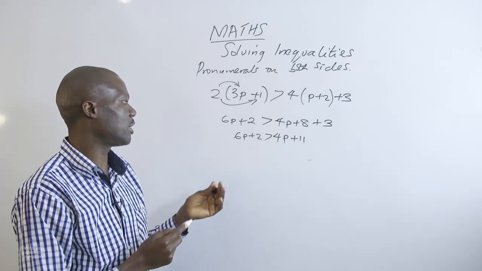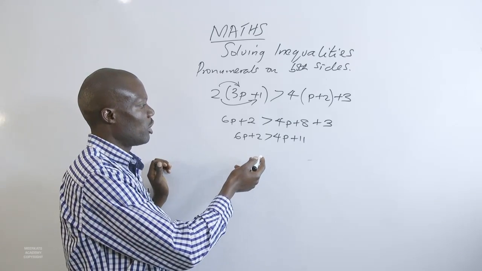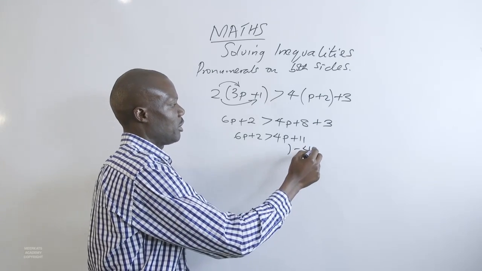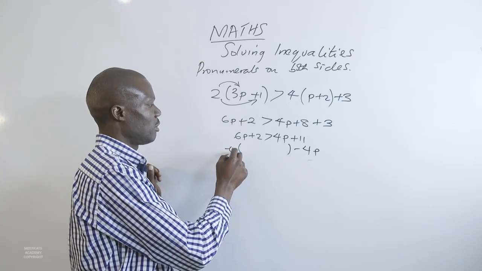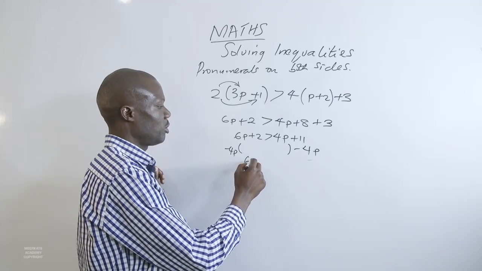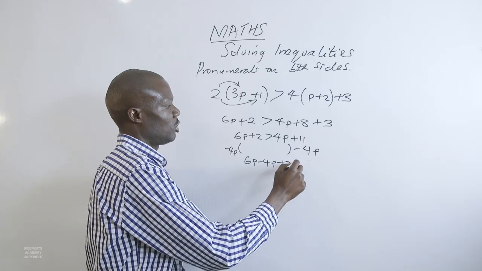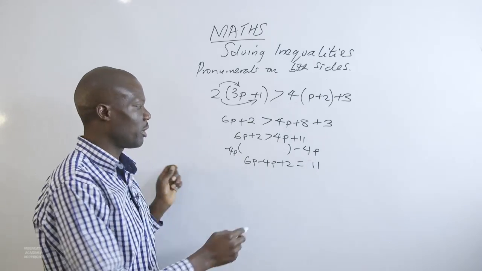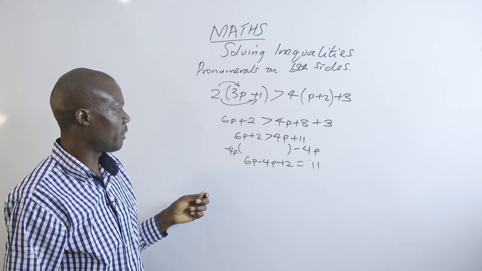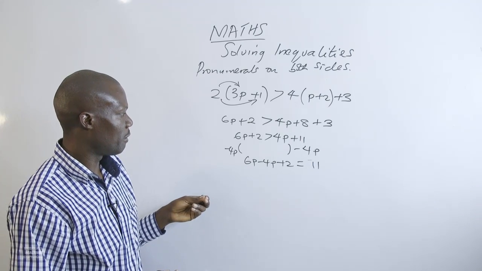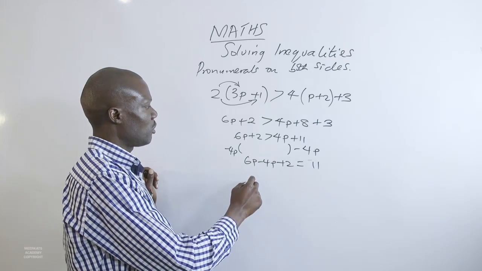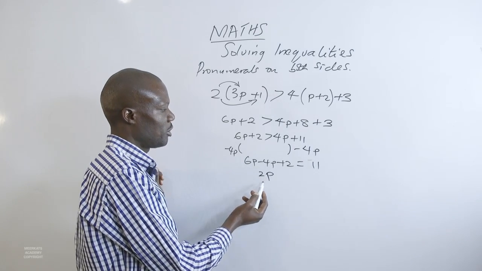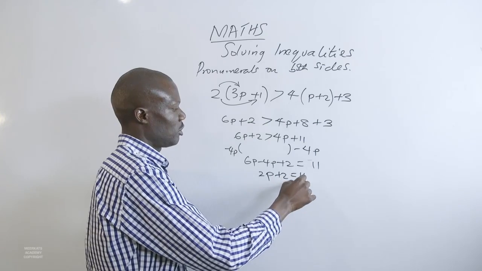So we can still go ahead and say we want to remove this, so we subtract 4p from both sides, so that we have 6p minus 4p plus 2 is equal to 11. When you combine this, you find you remain with 2p. That is 6p minus 4p is 2p, plus 2 is equal to 11.